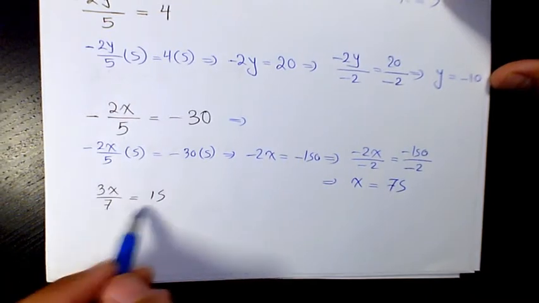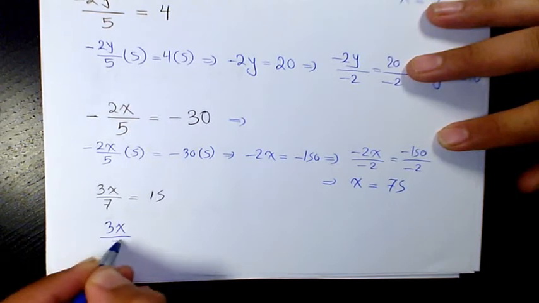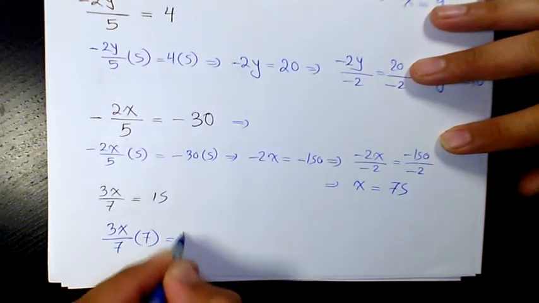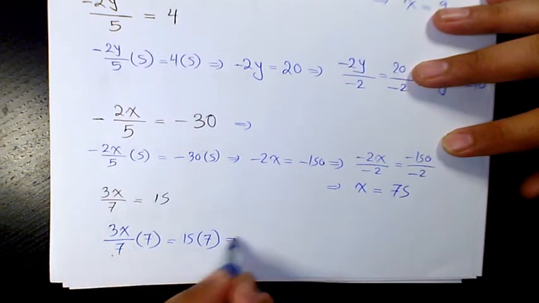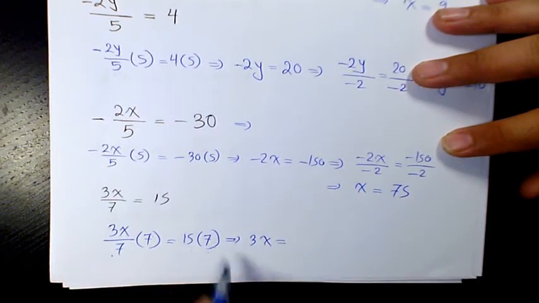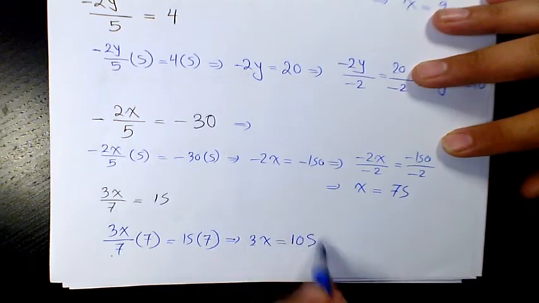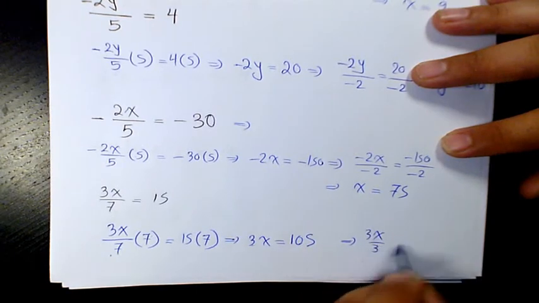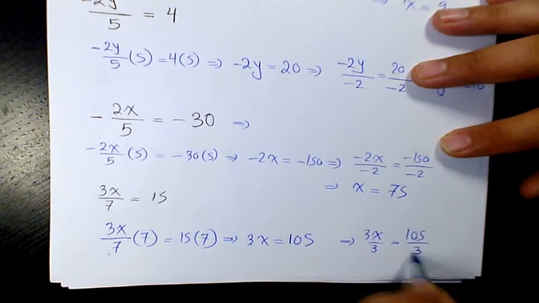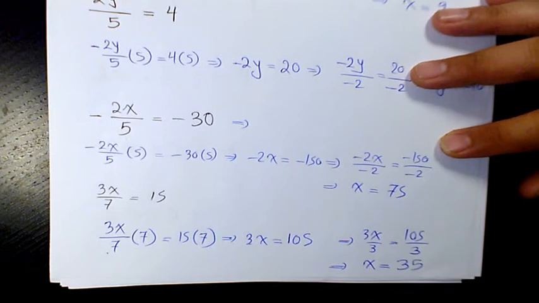3x divided by 7 equals 15. So in order to isolate it, first of all, we need to multiply both sides by 7. 3x times 7 divided by 7 is going to be 3x. 15 times 7 is going to be 105. 3x equals 105. So 3x divided by 3 equals 105 divided by 3. So x equals 35.